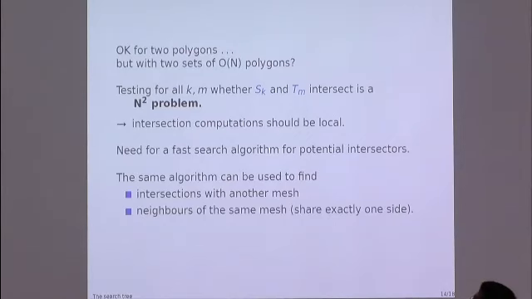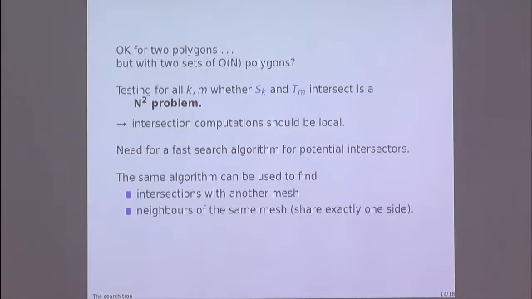But the real problem is that we don't have two polygons, but two sets of big N polygons. So, if we search for all intersections with a non-intelligent method, you will have an N squared problem, of course, if you check for all k and m if the element of source and target intersect. So it's not good. It's, of course, very expensive. You've got to make sure that intersection computations are local. So you basically need a fast search algorithm for potential intersectors.